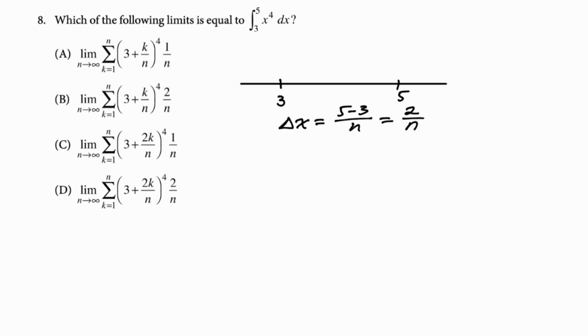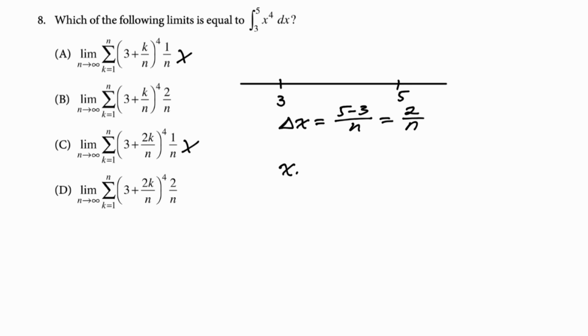All right, now go to the answer choices. Look for 2 over n. You can see in A and C, they're using 1 over n for some reason. Who knows what it is? Those aren't going to be our answer. All right, now we have to choose between B and D. Well, I'm going to find x sub k, the evaluation point. So I would say on the AP exam, basically 100% of the time, it's going to be a right Riemann sum.